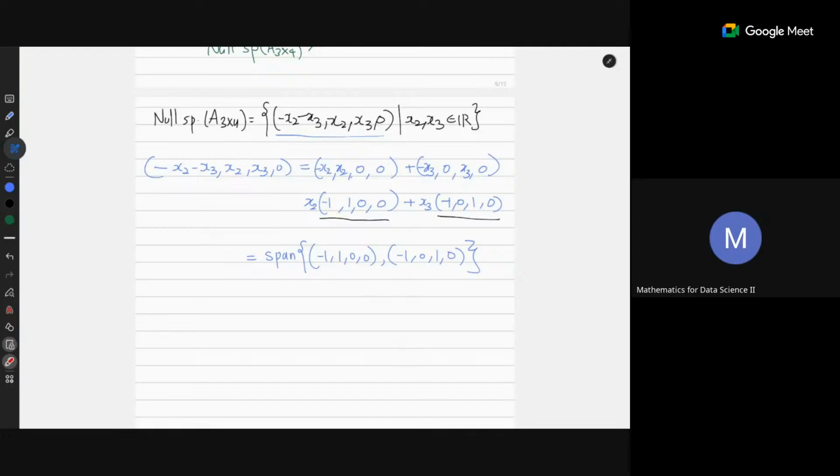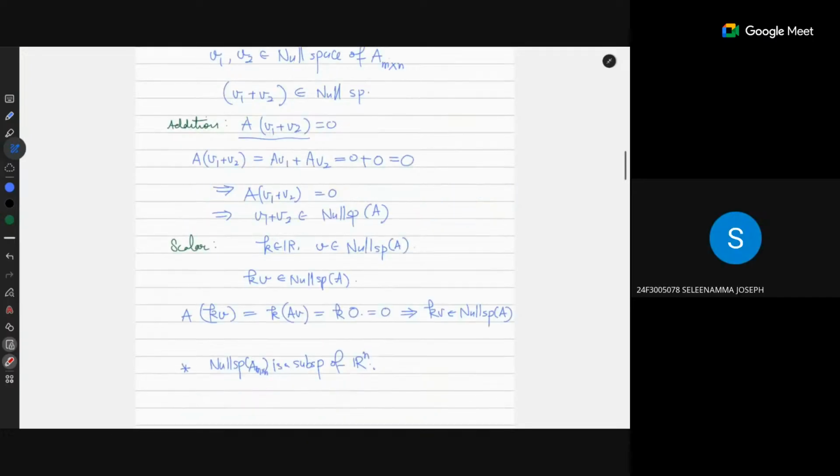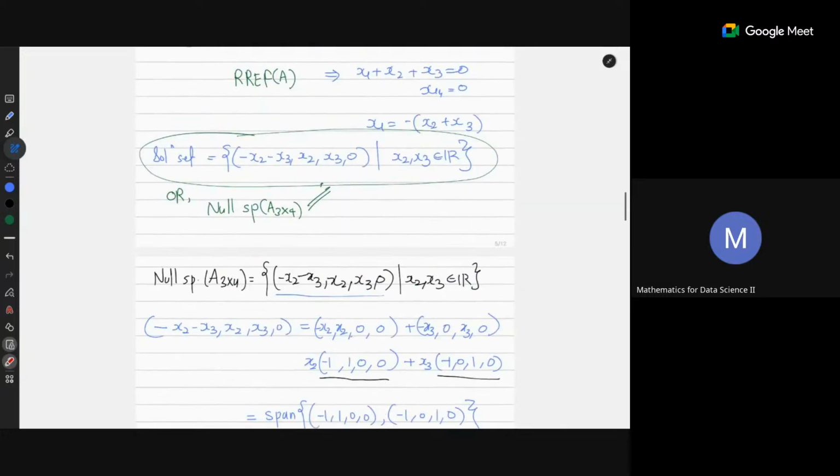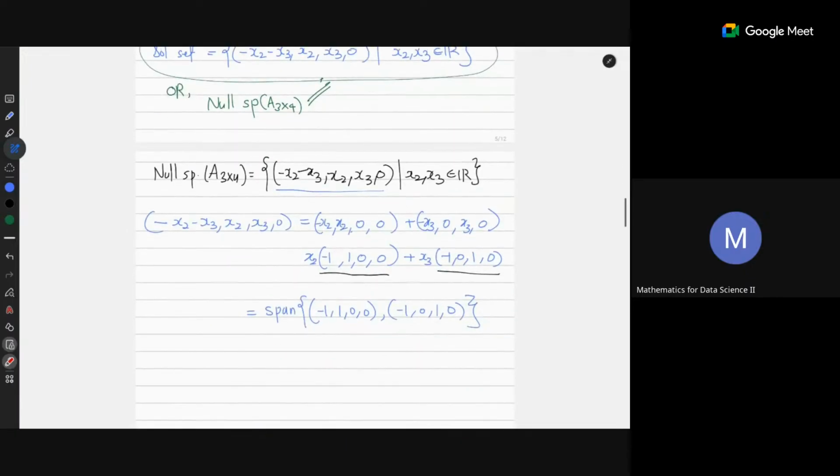Any null space is a subspace. That is what I proved. The null space of an m cross n matrix A is a subspace of Rn. We have proved that. Right? So now I'm finding the basis of the null space. And the way to find it is this.